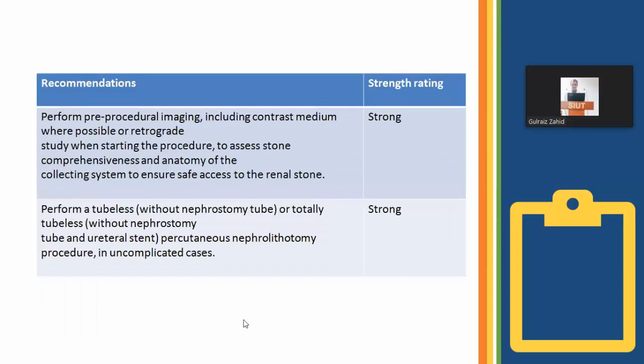These are the recommendations. For PNL, perform pre-procedural imaging, include contrast medium where possible or a retrograde study when starting the procedure, to assess stone comprehensiveness and anatomy of the collecting system to ensure safe access to the renal stone. Perform a tubeless, without a nephrostomy tube, or totally tubeless, without nephrostomy tube and ureter stent, percutaneous nephrolithotomy procedure in uncomplicated cases.